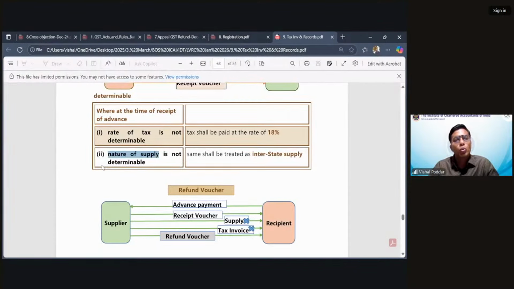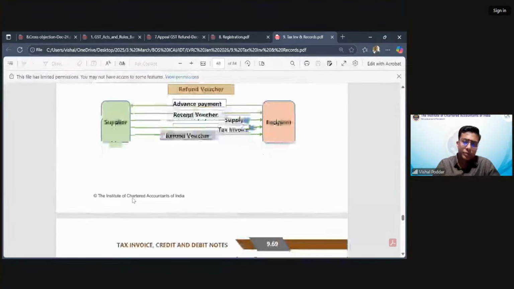So these are the two carve-outs given in the law, specifically with relation to a receipt voucher. Now, whenever there is a receipt voucher, there is a possibility of a refund voucher. So refund voucher is linked to receipt voucher. Hence, this part is repeated: the buyer paid me advance, I gave the buyer the receipt voucher, but later on, for some reason, I could not make the supply and our contract is terminated.